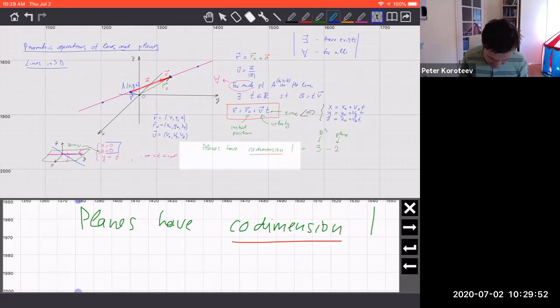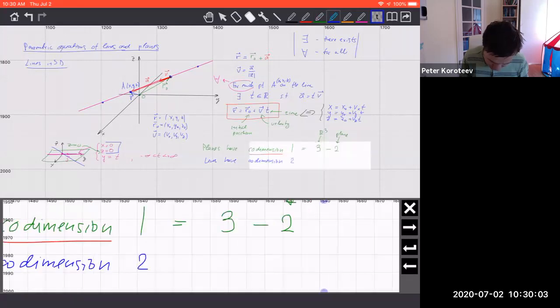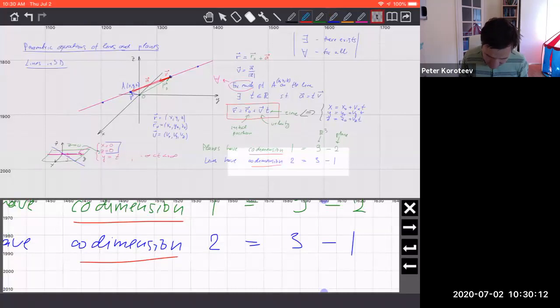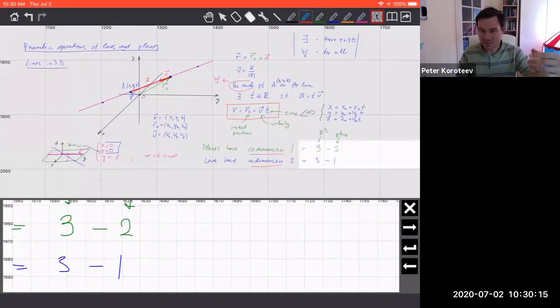And lines have codimension 2, because it's 3 minus 1. So these are so-called codimensions. In other words, codimensions count the number of equations, the number of constraints, that you need to impose in order to describe the space as a shape. This counting has to be done carefully, because it works directly if your equations are linear, like we're doing right now. If equations become polynomial, then it's a bit trickier.